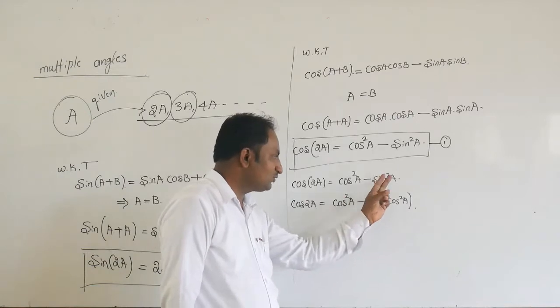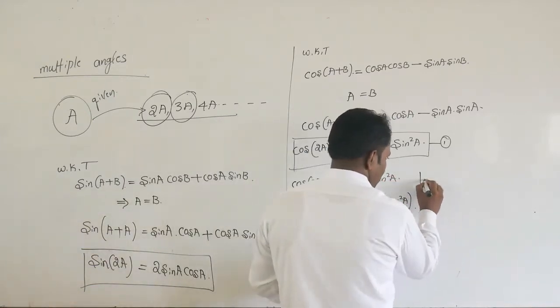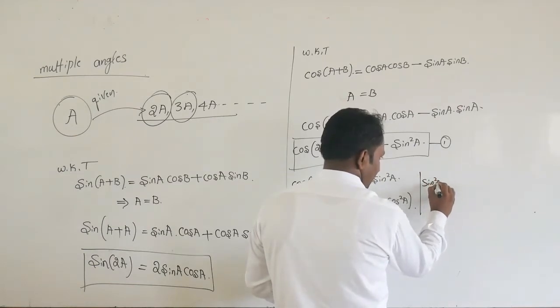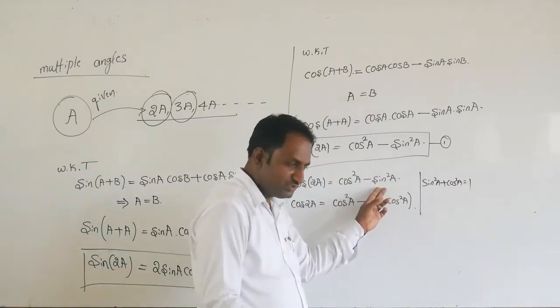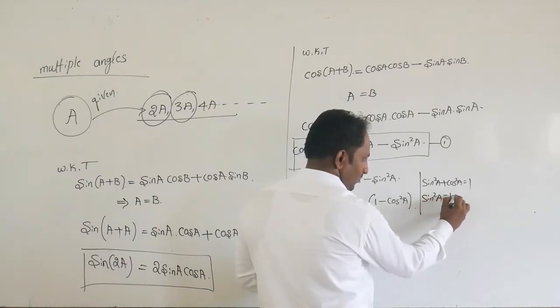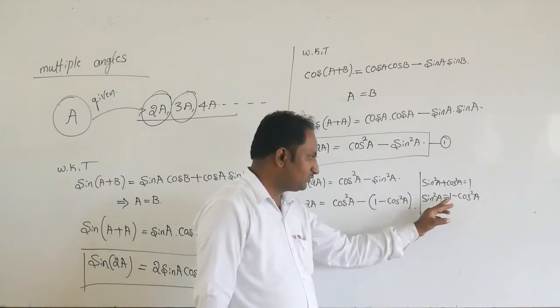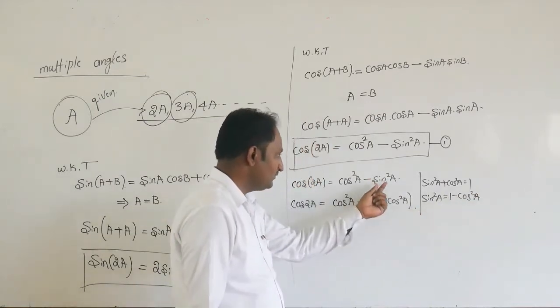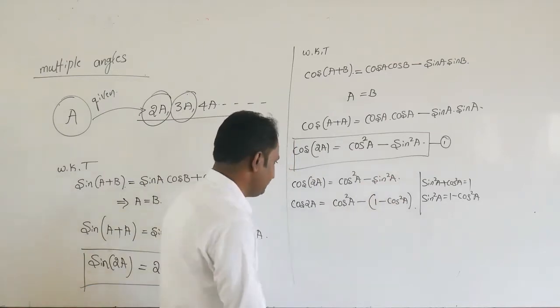That implies sin square A is equal to 1 minus cos square A, because sin square A plus cos square A is equal to 1. Here we get sin square A is equal to 1 minus cos square A. We substitute sin square A with 1 minus cos square A.